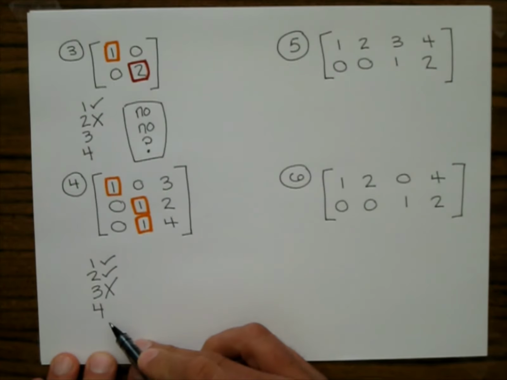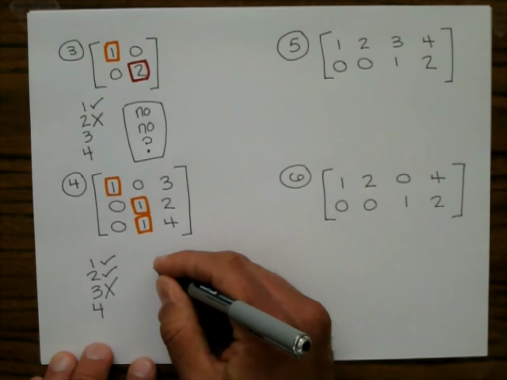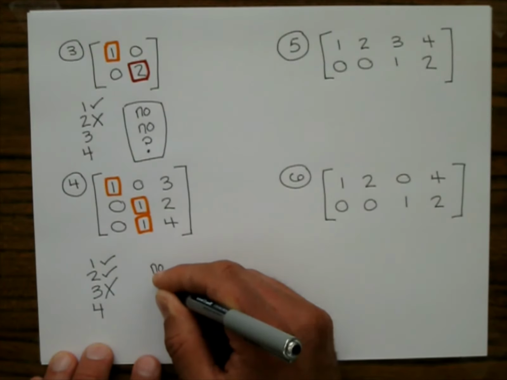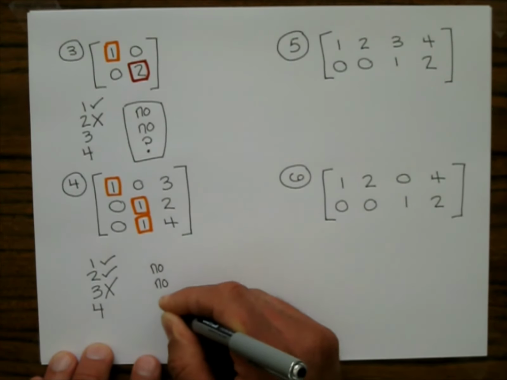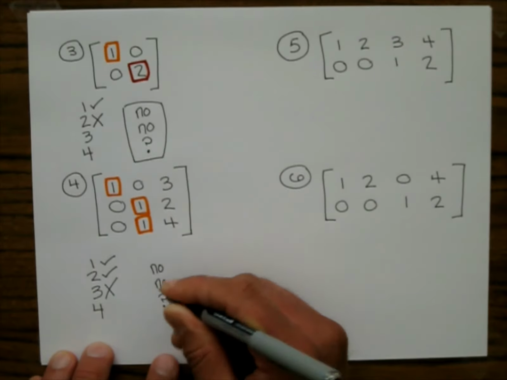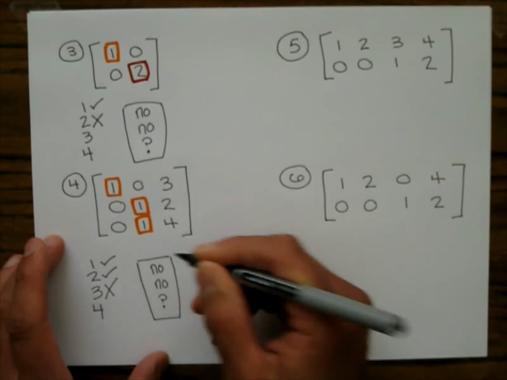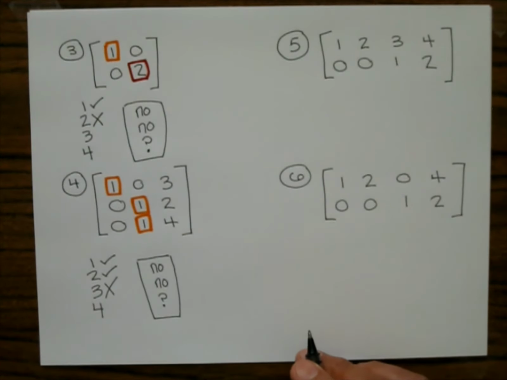And we don't care about condition number 4 because now we know that this is not row echelon form. It's certainly not reduced row echelon form. And in terms of the rank, we don't know how to do that yet. And so, a question mark.